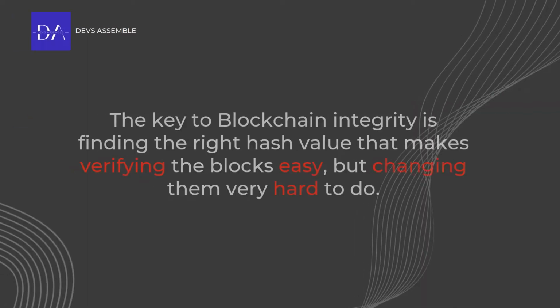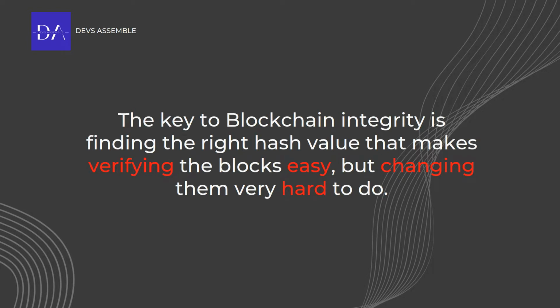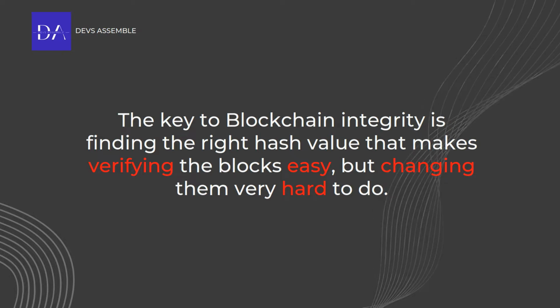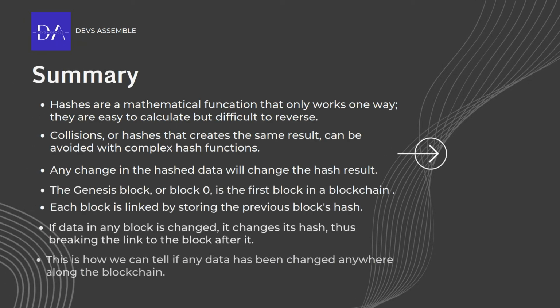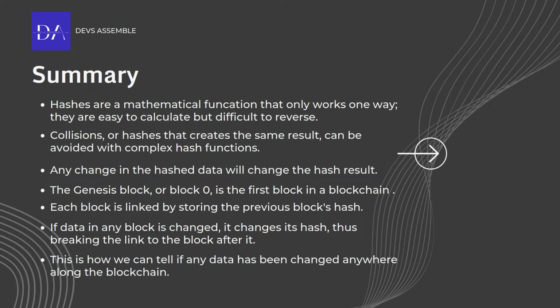So the key to blockchain integrity is finding the right hash value that makes verifying blocks very easy, but changing them very hard to do. That's pretty much about hashing in blockchain. Here's a quick summary. Hashes are a mathematical function that only works in one way. They're easy to calculate but difficult to reverse.